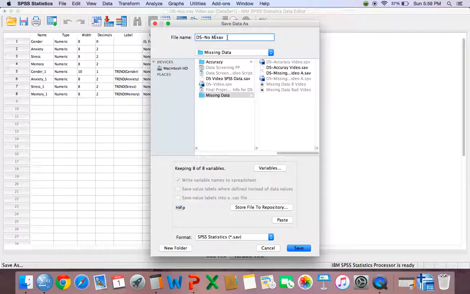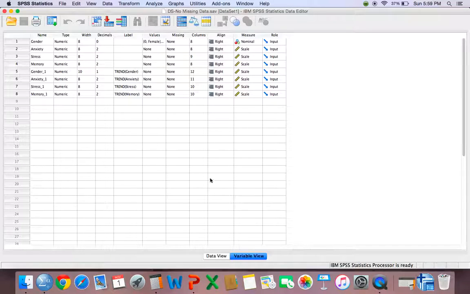So I'm going to save this as no missing data. I'm going to hit save. And I would recommend doing that after each step, because if you do mess up, you can always go back to the last step that you were working on, so you don't have to start the whole process over again.